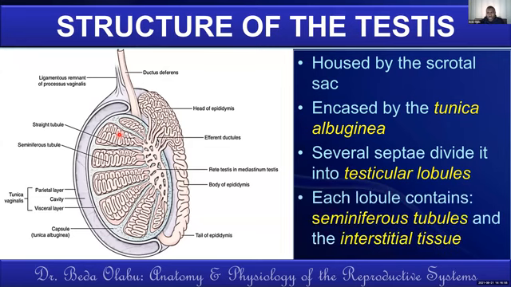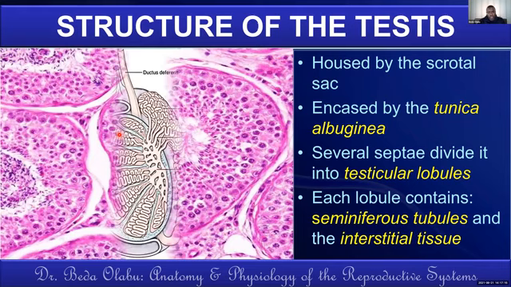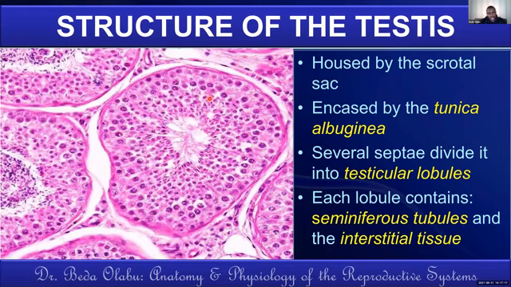The testicular lobules are the ones that contain the functional component of the testis. These are the seminiferous tubules of the testis, as well as the interstitial tissue of the testis. Those are the functional components of the testis. So histologically, this is how the testis would look. These are the seminiferous tubules cut in cross-section. So this is just one big one. Yet another one and another one there. But then between them, this is the interstitial tissue.